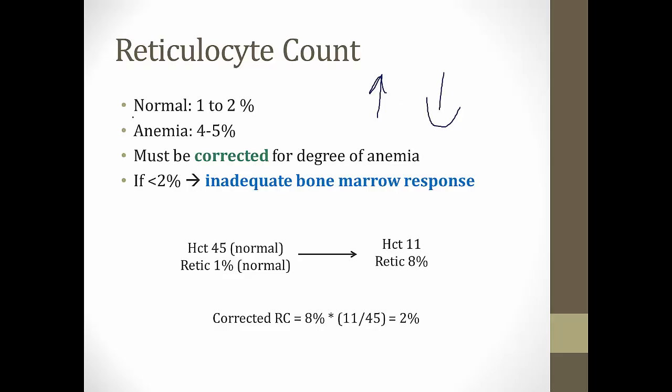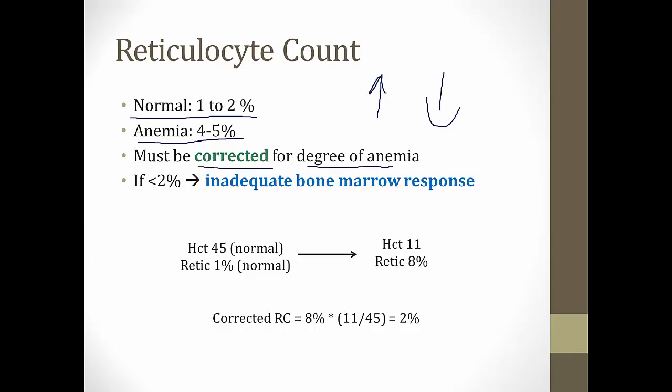So under normal circumstances, reticulocytes account for 1 to 2% of the red cells in the peripheral blood. In the setting of anemia, that percentage can rise to 4 to 5%. But to determine whether or not the bone marrow is responding appropriately, you need to correct that percentage for the degree of anemia. Let me explain.